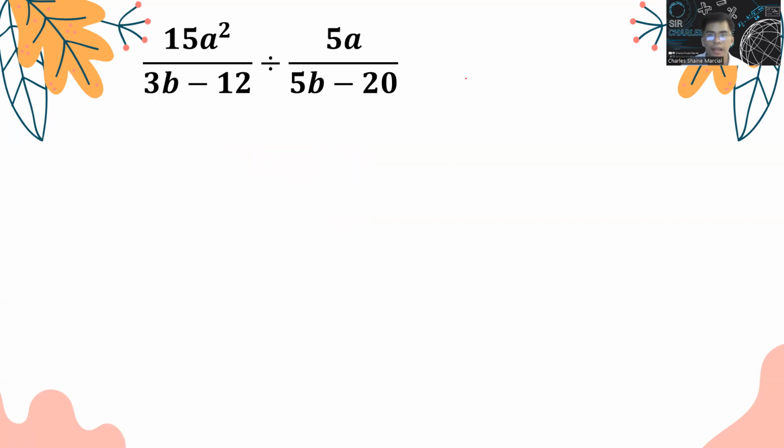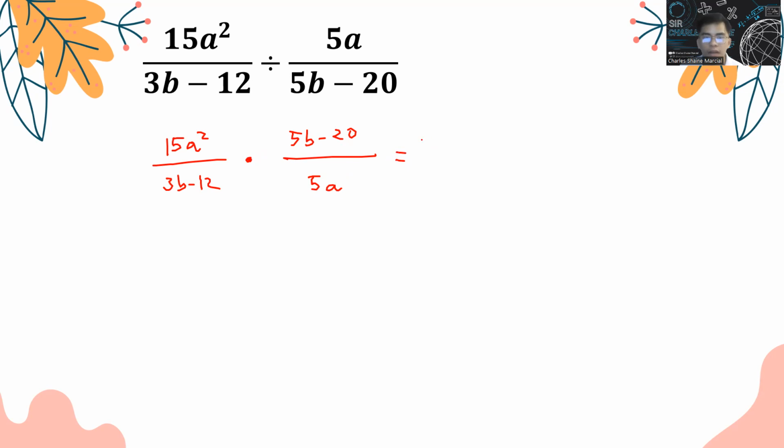Okay, last example, I think. We have 15a squared over 3b minus 12. Okay, copy muna natin. 15a squared over 3b minus 12. Yung division sign, magiging multiplication sign. Then yung 5b minus 20, mapupunta sa numerator. And yung 5a, mapupunta sa denominator.